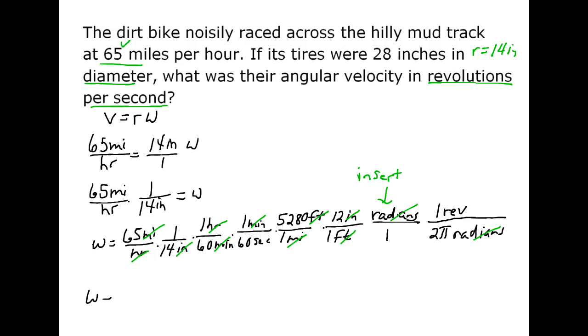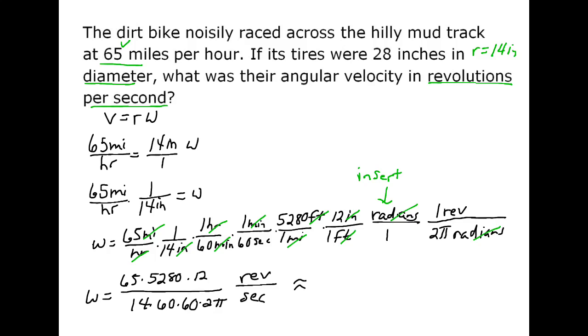So we have that omega is 65 times 5,280 times 12 divided by 14 times 60 times 60 times 2 pi revolutions per second. So you can put that in your calculator if you would like. You'll get about 13.005 revolutions per second.